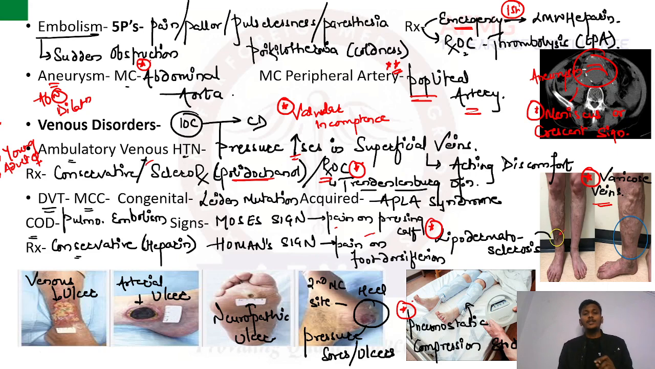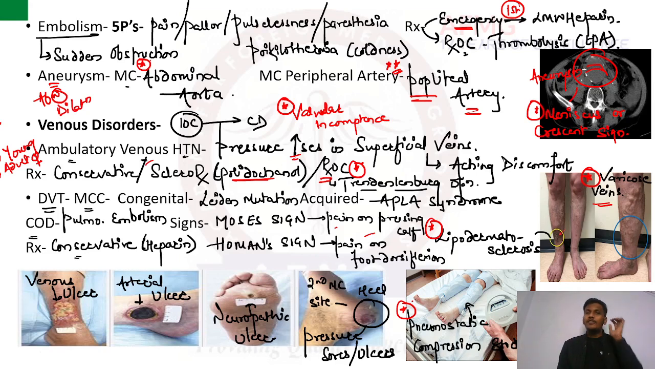Then the next one is the acquired cause. Most common acquired cause of DVT would be APLA syndrome, that is antiphospholipid antibody syndrome. Yes, DVT is also seen due to prolonged immobilization.